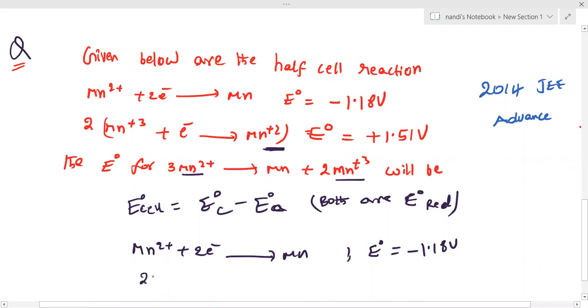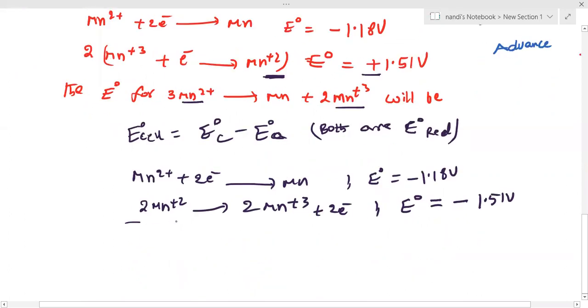So I can take 2 Mn2+ gives 2 Mn3+ plus 2 electrons. This is the E naught value. Because I reversed that one, the sign is going to be changed. When we are reversing an equation, the E naught value sign also is going to be changed: minus 1.51 volt.